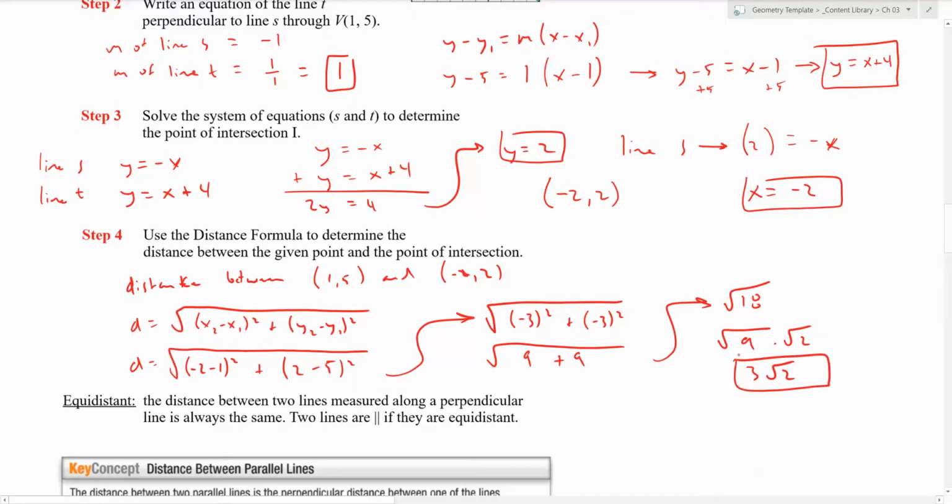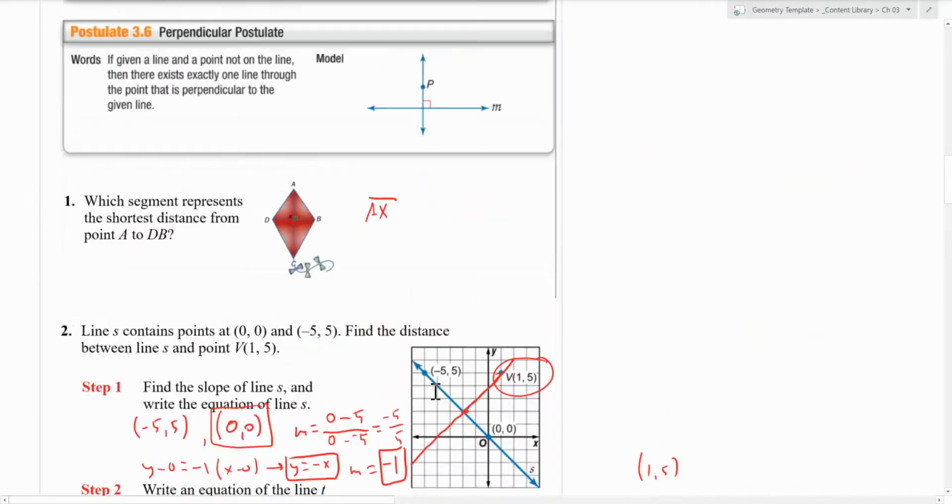Wow, that's a multi-step problem. Okay, so that's the distance, 3 root 2. Do you guys concur? Did I do that right? I sure hope so. Let's just back up. What did we do first?